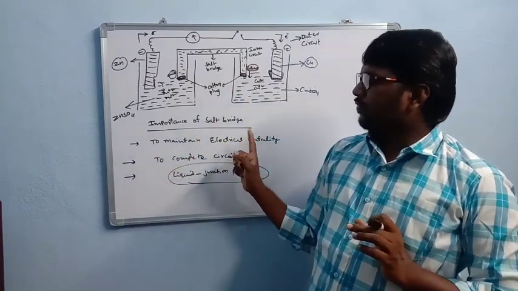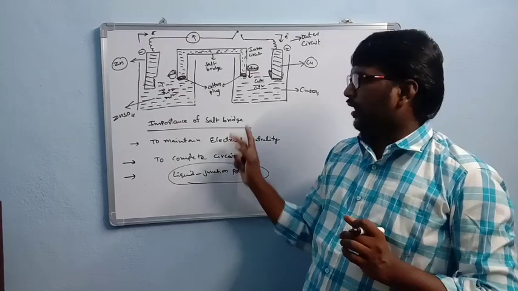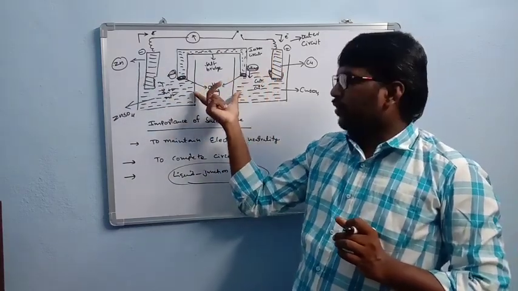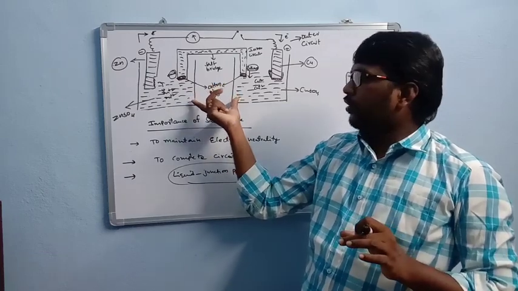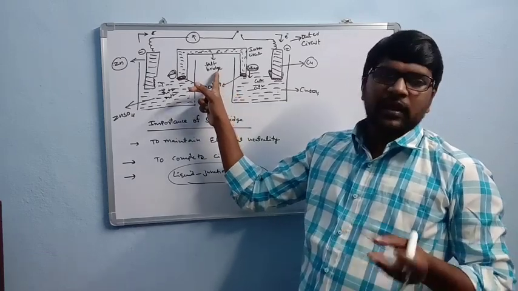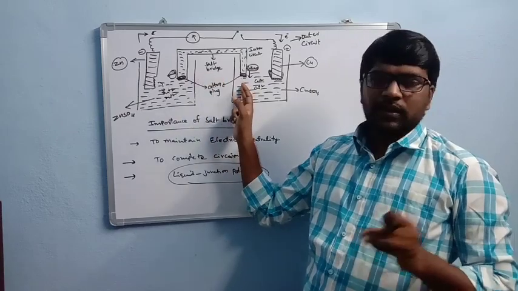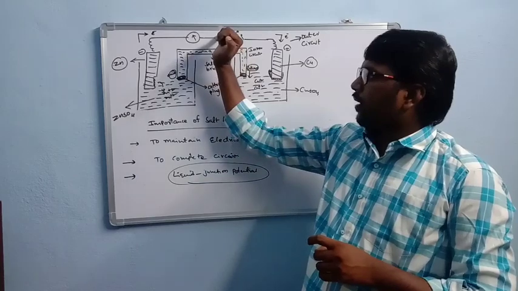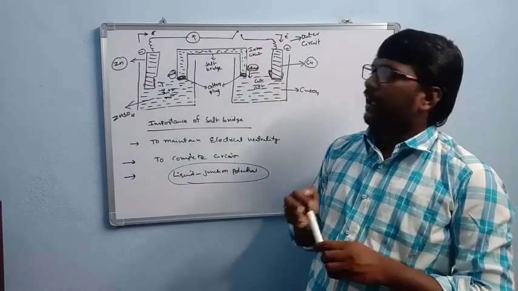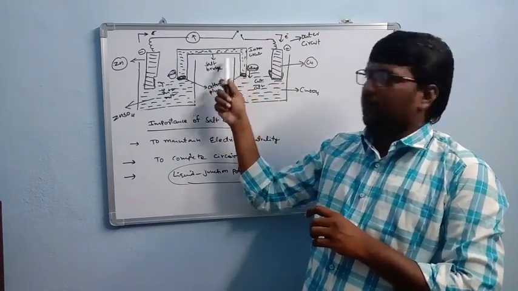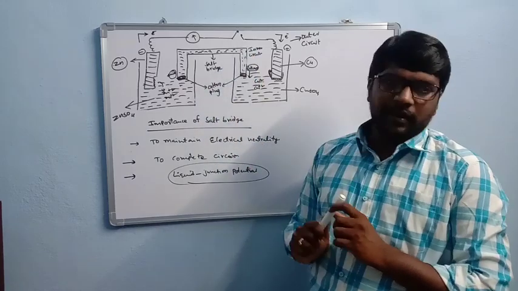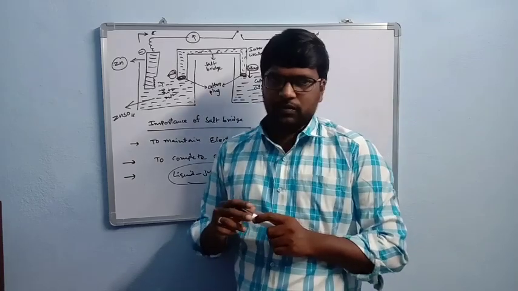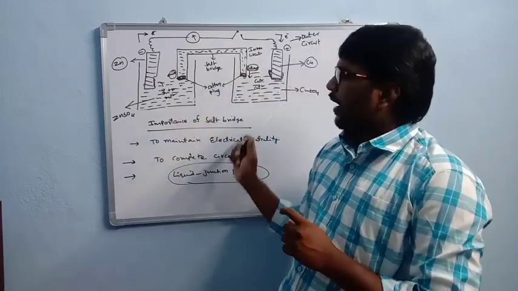It is mainly useful to maintain electrical neutrality. In these two solutions, when electrons migrate, neutrality is not present, so to maintain neutrality the salt bridge gives the required number of ions to both. That's why electrical neutrality is maintained. To complete the circuit, electron migration takes place in the outer circuit and ion migration takes place in the inner circuit. Due to this the circuit is completed, and to stop liquid junction potential the salt bridge is used. So that is about the galvanic cell and the salt bridge.